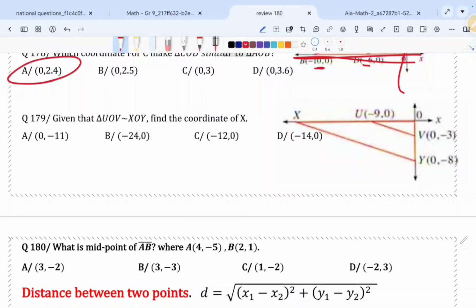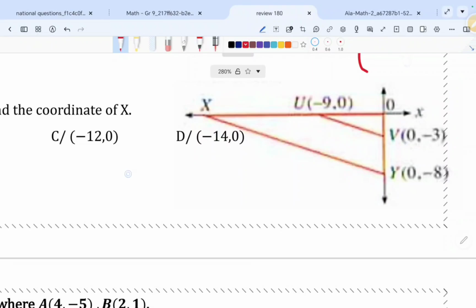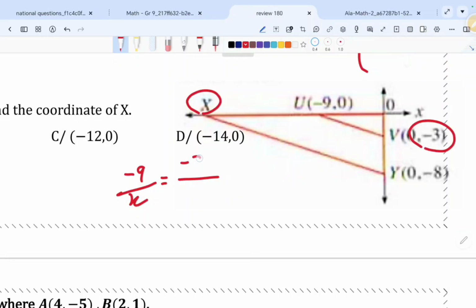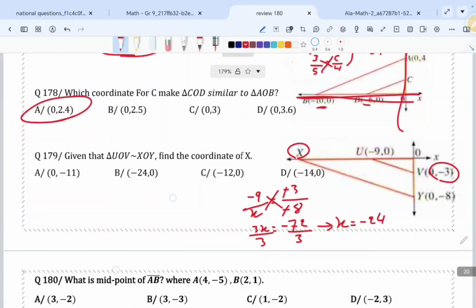For this one, we will say negative 9 out of x is equal to negative 3 out of negative 8. Negative and negative, they cancel each other. Use cross product. It will be 3x. Negative 8 times 9 is negative 72. Divided by 3, divided by 3. X equals negative 24. It's an x-axis now, negative 24 and 0.